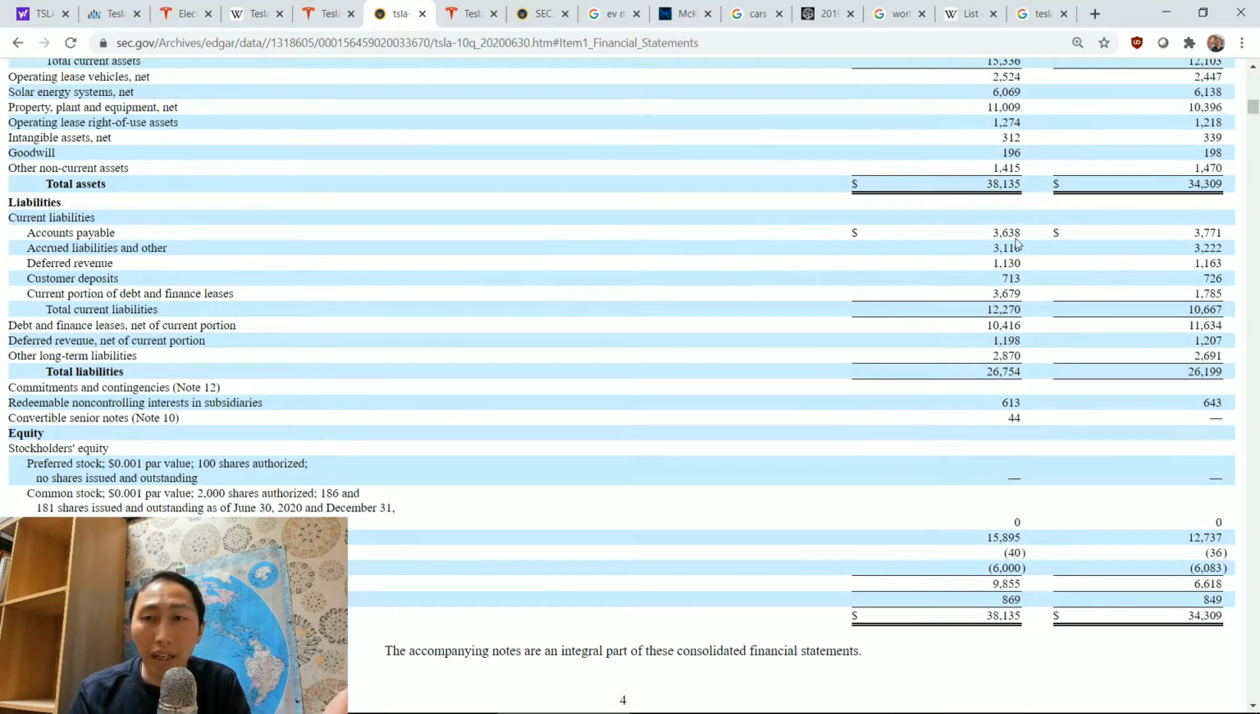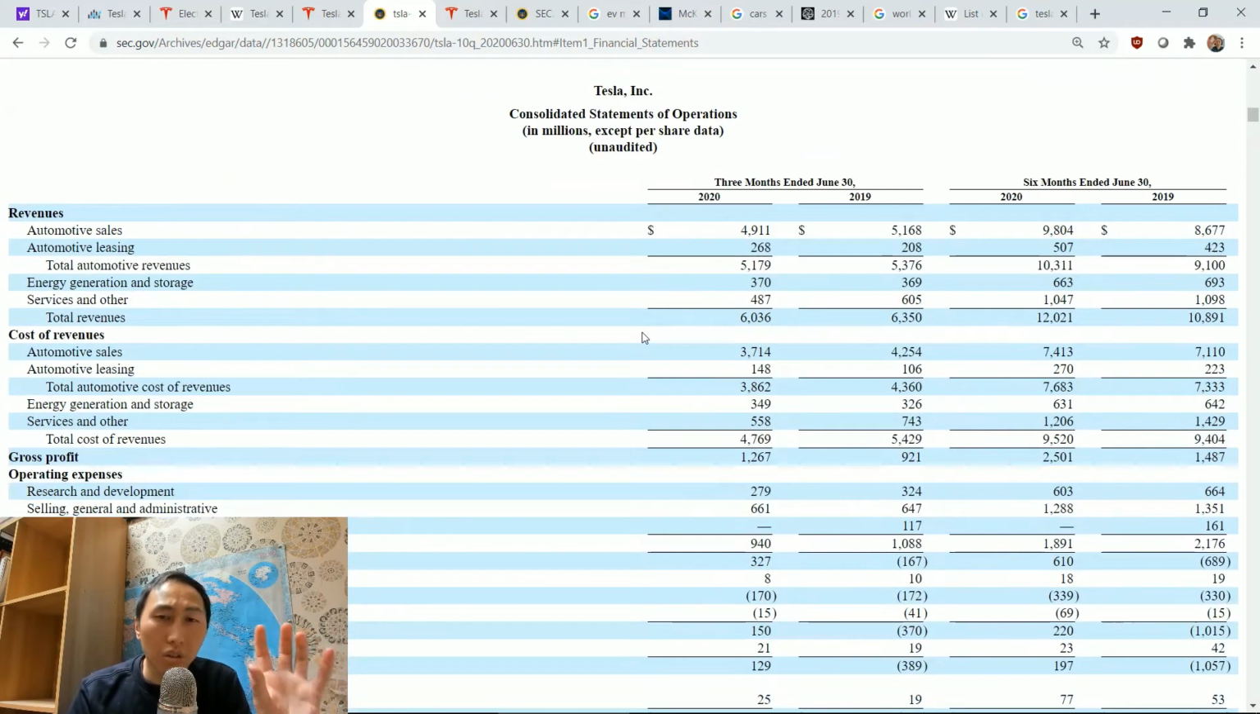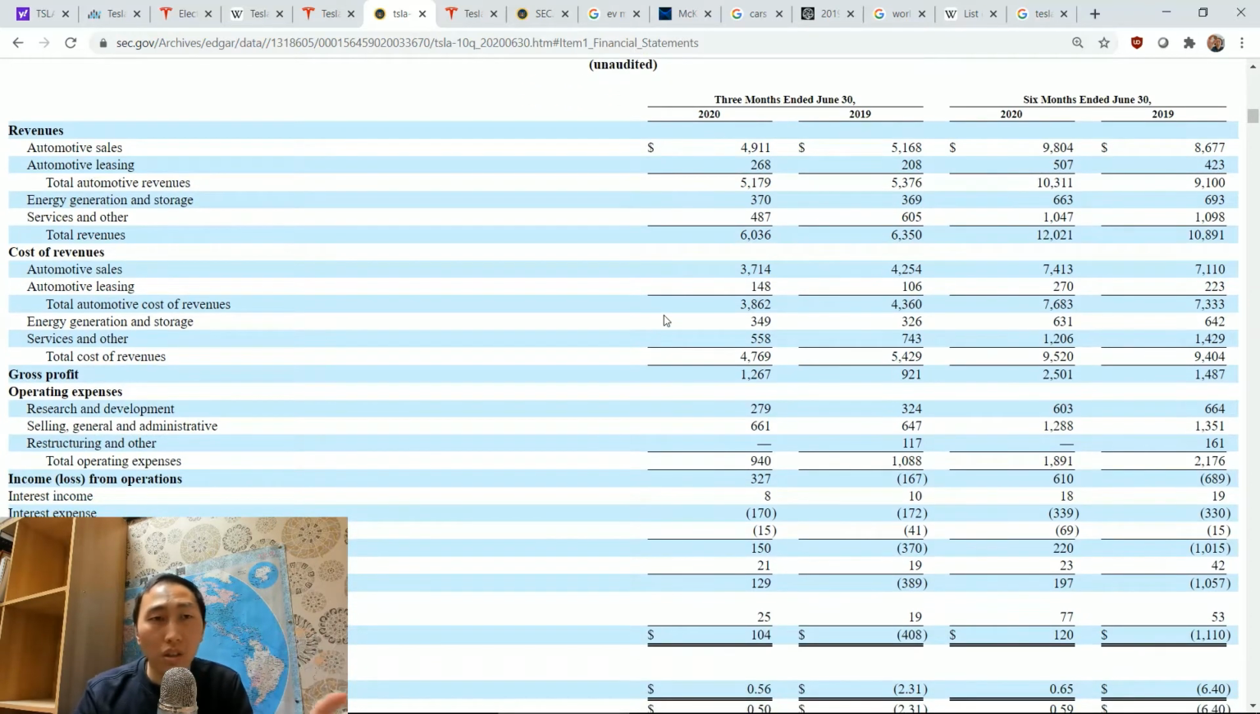And then for liabilities, we can see what their accounts payable is, and if they have any current debt. Then we'll also look into this, like the current portion of debt and finance leases is around there. And yeah, that gives us an idea of the health of the balance sheet. And then we can also look into the revenues.